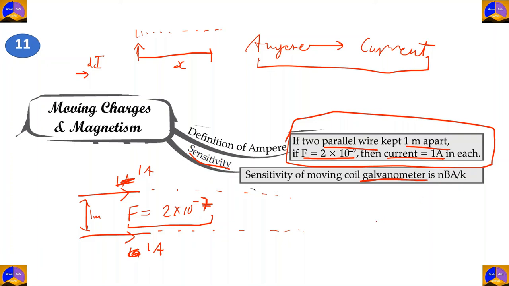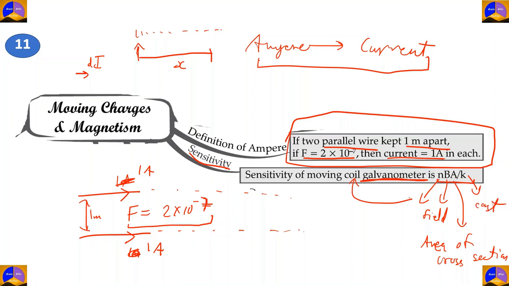So the sensitivity is given as NBA by K. N is the number of coils because it's a moving coil galvanometer. B stands for magnetic field. A stands for area of cross section. And K is a constant. So basically the sensitivity is measured in theta. So the actual equation is K theta equals NBA. So theta will be equal to NBA divided by K.